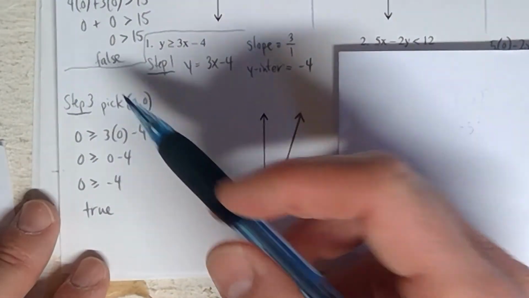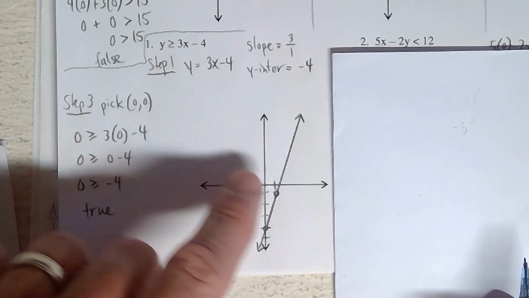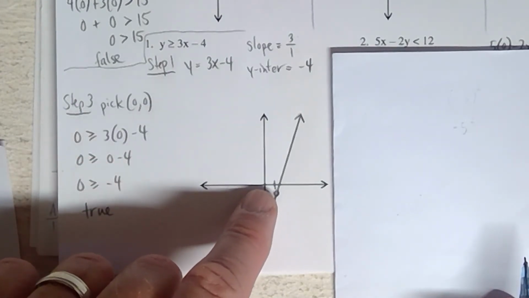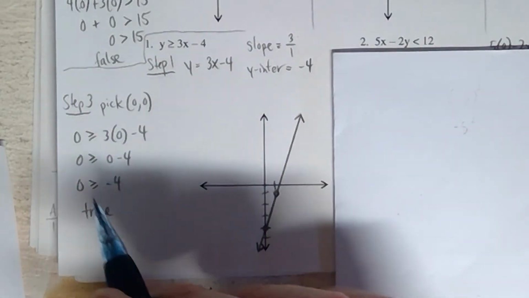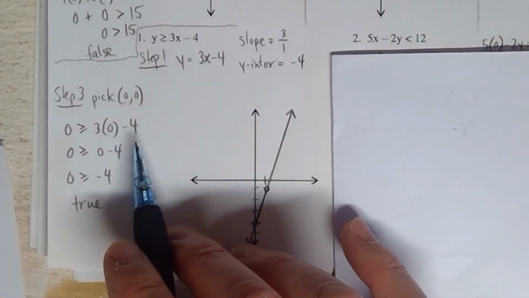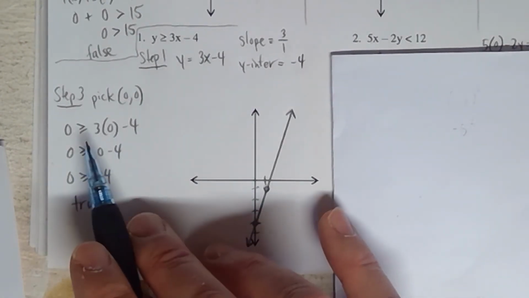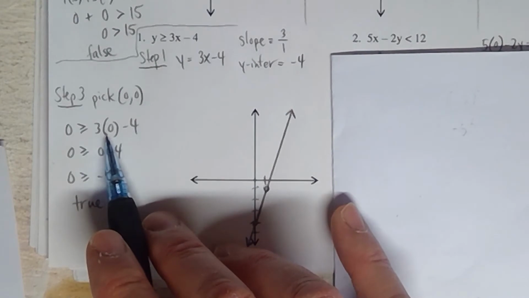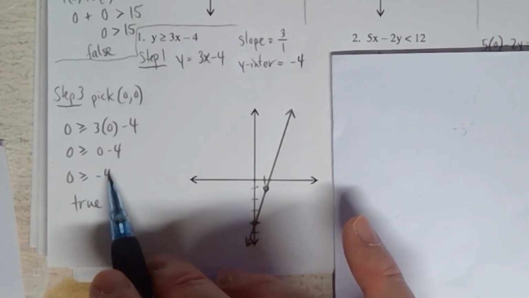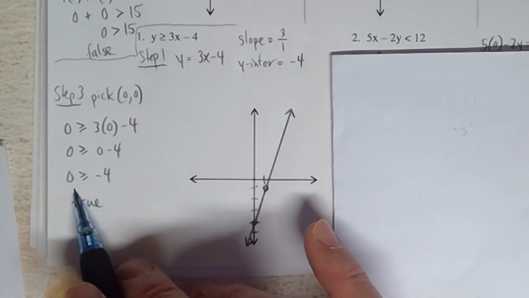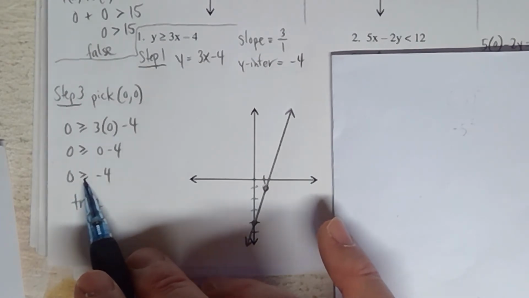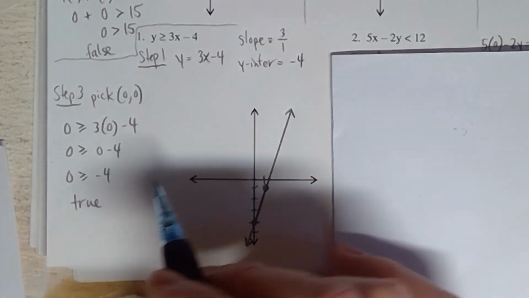We still have to do step 3. You can see that I plugged in 0, 0 because it's not on the line here. It's to the left of it. When I plugged that in and I did my order of operations on each side of the inequality here, multiplication comes first and then subtraction. We get -4. And this is true because 0 is greater than any negative number, including -4.